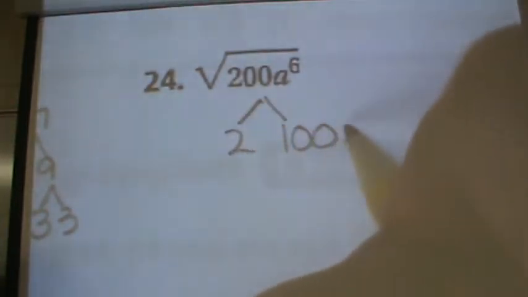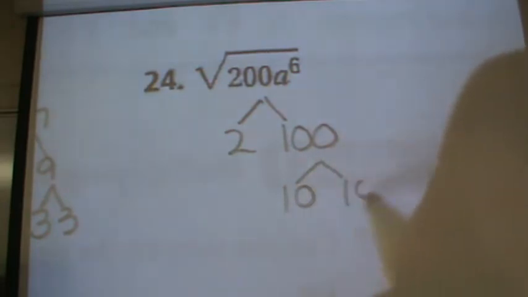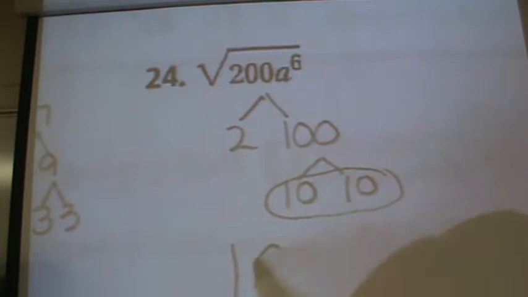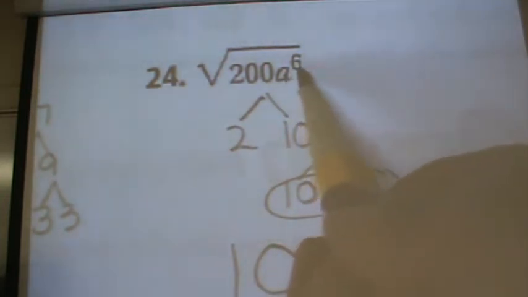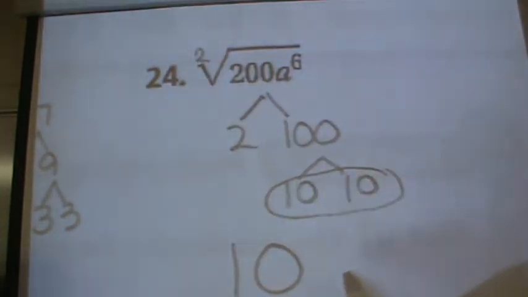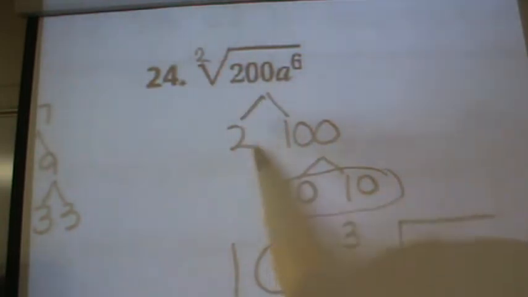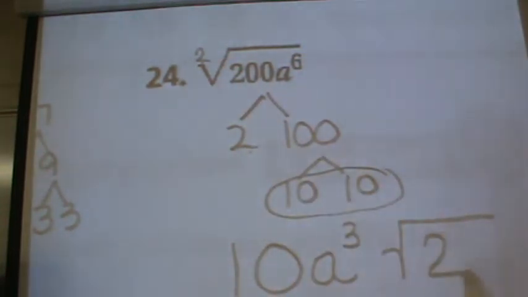And one more in the set. 200 is 2 times 100. And what's 100? 50 and 2. Oh, 10 times 10. Well, you could do it that way too. So we're looking for 2 of a kind. So what number comes out? 10. And then you've got 8 of the a's, but we're looking for 2 of a kind. So how many sets of a's come out? 4. Good job. And what stays? Is there anything remaining under here? Just that 2.